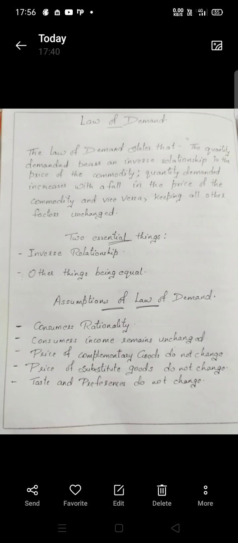But if the price of Coca Cola also goes down, the quantity demanded of Pepsi may not go up, right? In the same way, taste and preferences do not change. That is, if the commodity goes out of fashion, then any reduction in its price will not stimulate its demand, right? A fall in the price of black and white TV sets does not result in an increase in the quantity demanded of these sets.